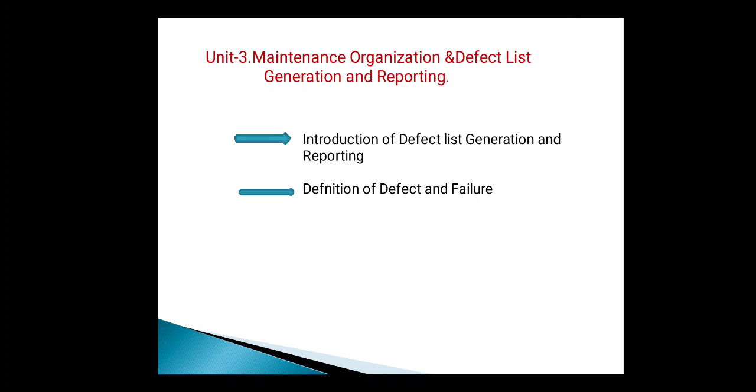Maintenance organization, as in the case of other organizations, requires delegation of authority and span of control, with the necessary feedback and control system. The size and type of the maintenance organization for an industry depends on some factors. Feedback is also important in defect list generation and reporting.